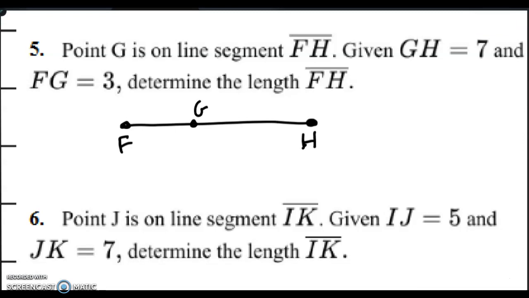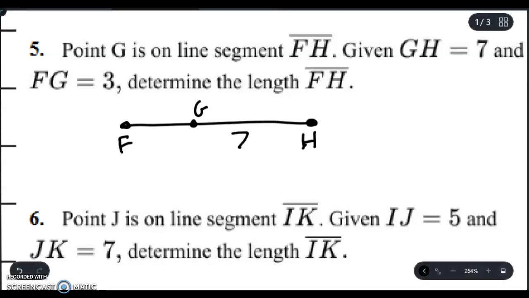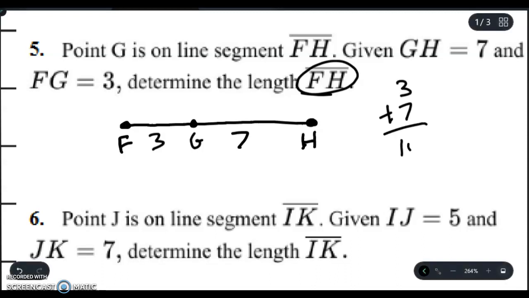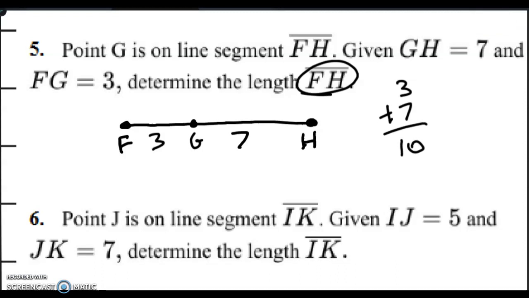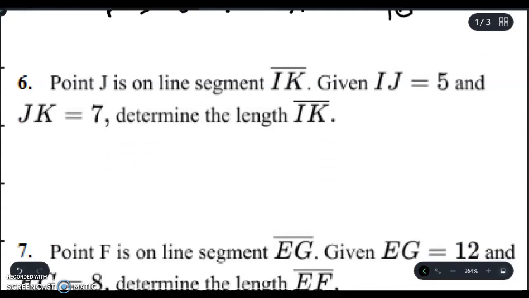Okay. So given that GH is 7, so that's this here, GH. Let me move my G down here. And FG is 3. How much is FH? And FH is the whole thing, so it's simply 3 plus 7. Seems simple enough, and it's easier to see it once you put a picture on there. So let's do another one.